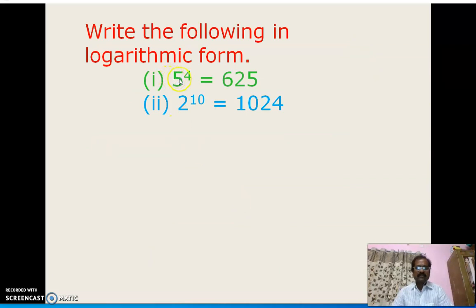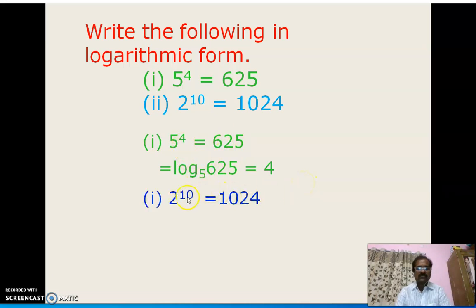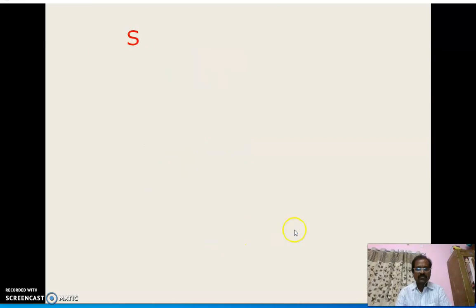The first problem is 5 to the power of 4 is equal to 625, and 2 to the power of 10 is equal to 1024. This is the exponential form, convert into the logarithmic form. First problem, 5 to the power of 4 is equal to 625. Converting into the logarithmic form, log 625 to the base 5 is equal to 4. Second one, 2 to the power of 10 is equal to 1024. The logarithmic form is log 1024 to the base 2 is equal to 10.